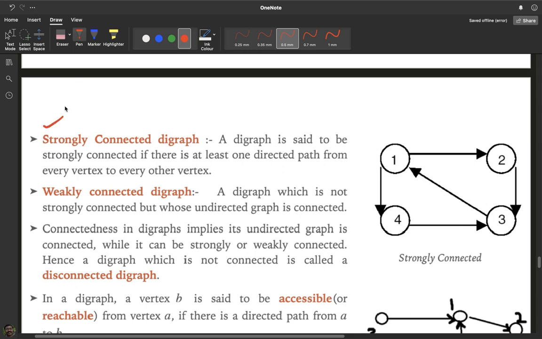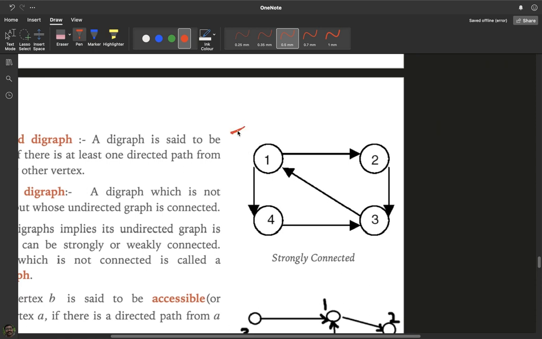For example, look at this graph. You can find a path from 1 to 2. Can you find a path from 2 to 1? That is also possible. You start from 2, go to 3, and come back at 1. So this is an example of a strongly connected graph, because if you take any two vertices, you can always find a directed path. If you start from 4, I can reach 2: start from 4, go to 3, reach 1, come to 2. Can you find a path from 2 to 4? Start from 2, go to 3, reach 1, come back at 4. So this is the meaning of a strongly connected digraph.